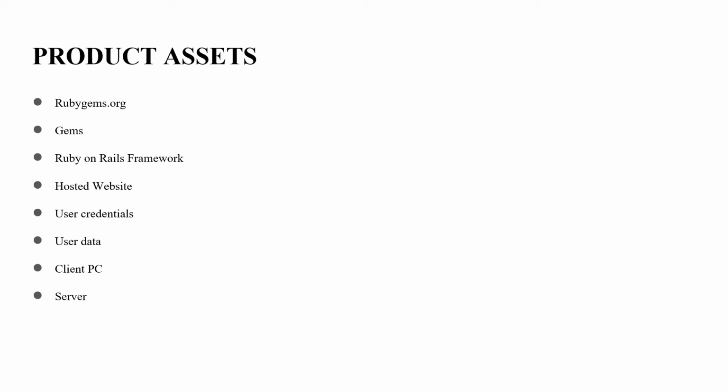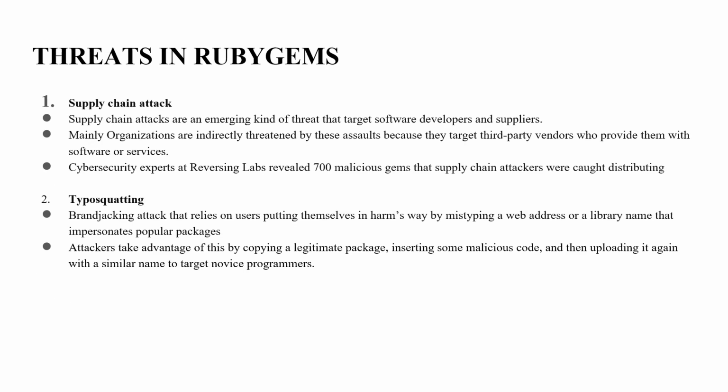Client PC. Gems could be manipulated to gain access, log data, or cause unusual behavior in the client PC. Leaving backdoors intentionally is a known issue. Server. The server on which the website is hosted can be compromised because of gems with vulnerabilities leading to denial of service or data breaches. Because these assets can cause an entire system to shut down or break down, they are labeled as product assets and they should be protected at any cost.